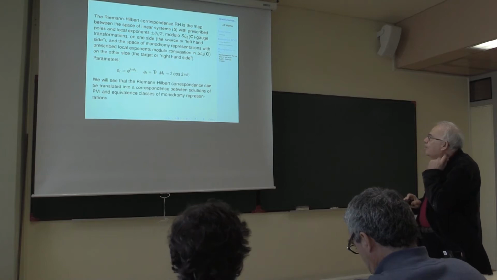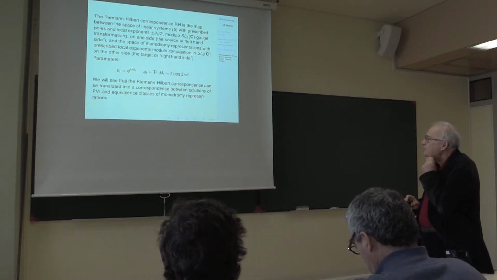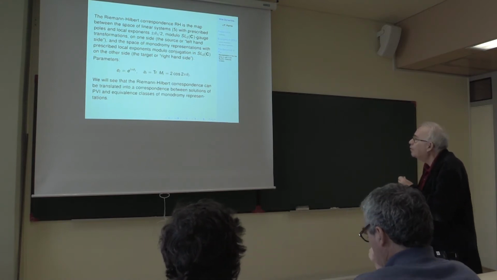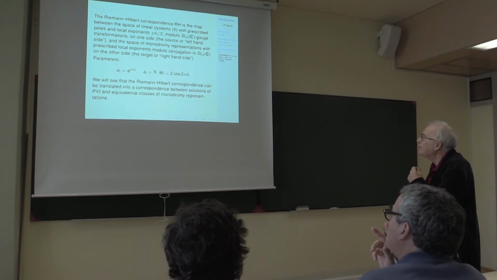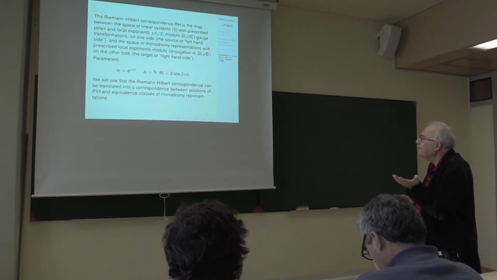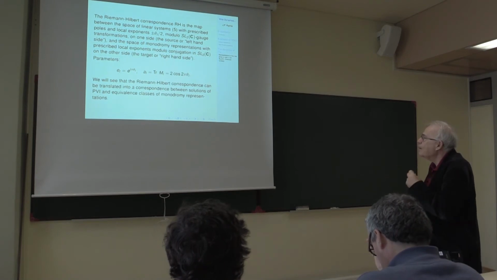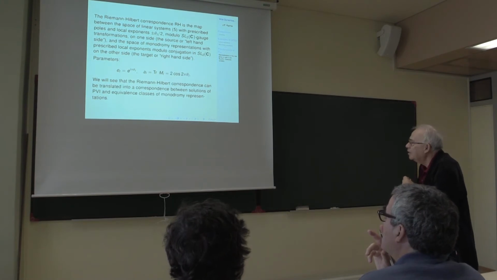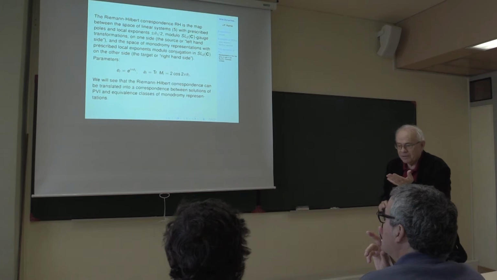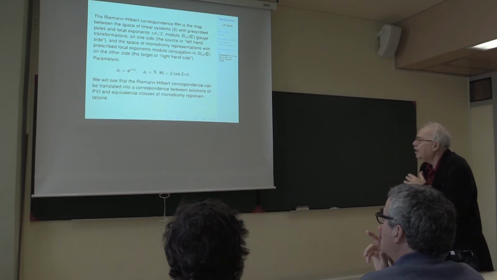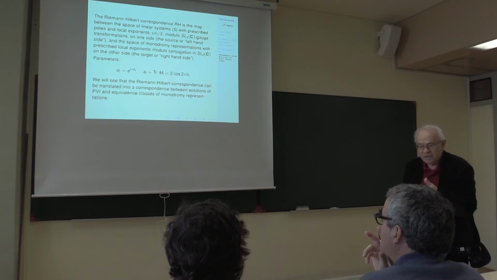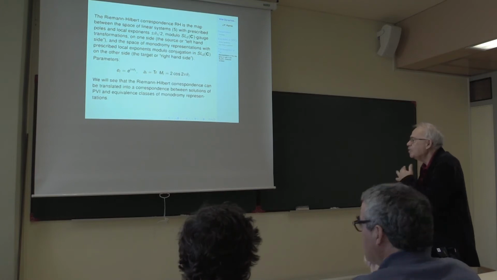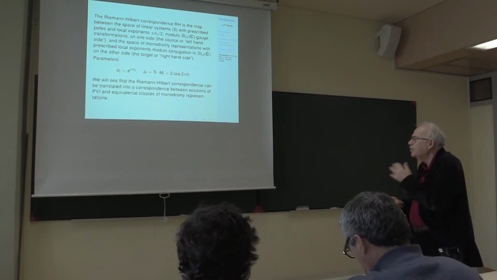And now the Riemann-Hilbert correspondence is the map between the space of linear systems or linear connections, systems up to gauge equivalence with prescribed poles and local exponents, on one side, the left side, and on the right side you have the space of monodromy representations. Okay. And now this Riemann-Hilbert correspondence, you can translate it into a correspondence between solutions of P6 on the left side, and monodromy representations on the right side.